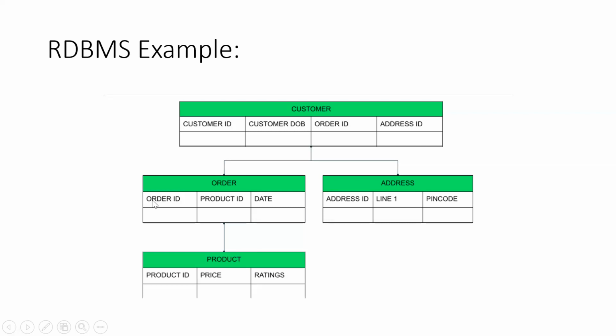Similarly for order ID as well. Order ID is the primary key for the order table. Order ID is the foreign key in the customer table. We are setting the relationship by this common column, common key. This is the primary key and foreign key concept. Primary key is very, very important, which helps a table identify which particular thing is unique.